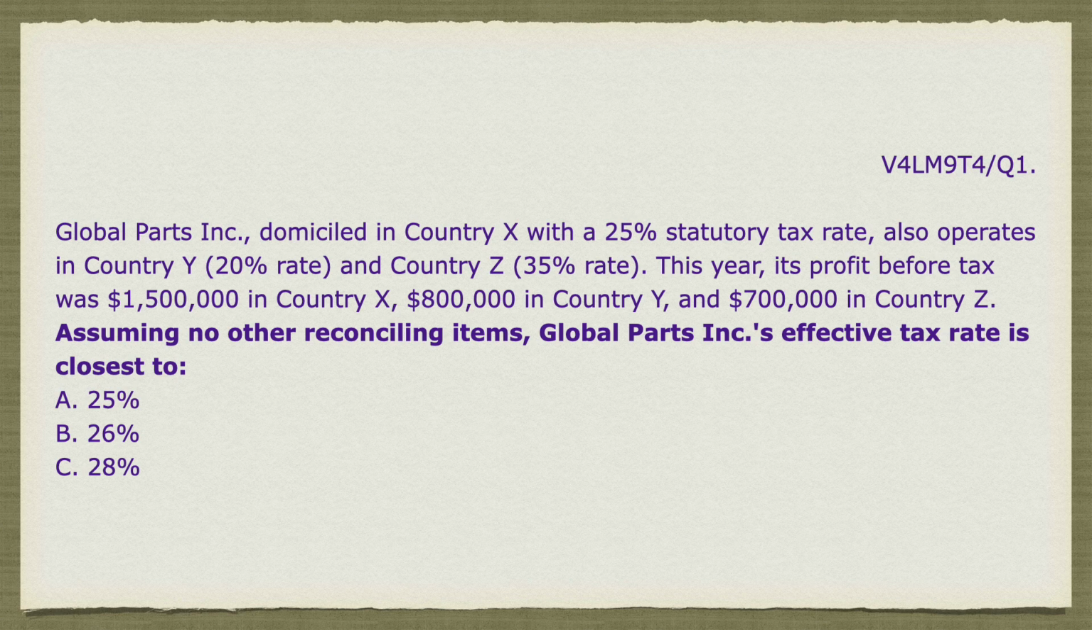This year, its profit before tax was $1,500,000 in country X, $800,000 in country Y, and $700,000 in country Z, assuming no other reconciling items. Global Parts Incorporated's effective tax rate is closest to A. 25%, B. 26%, C. 28%.